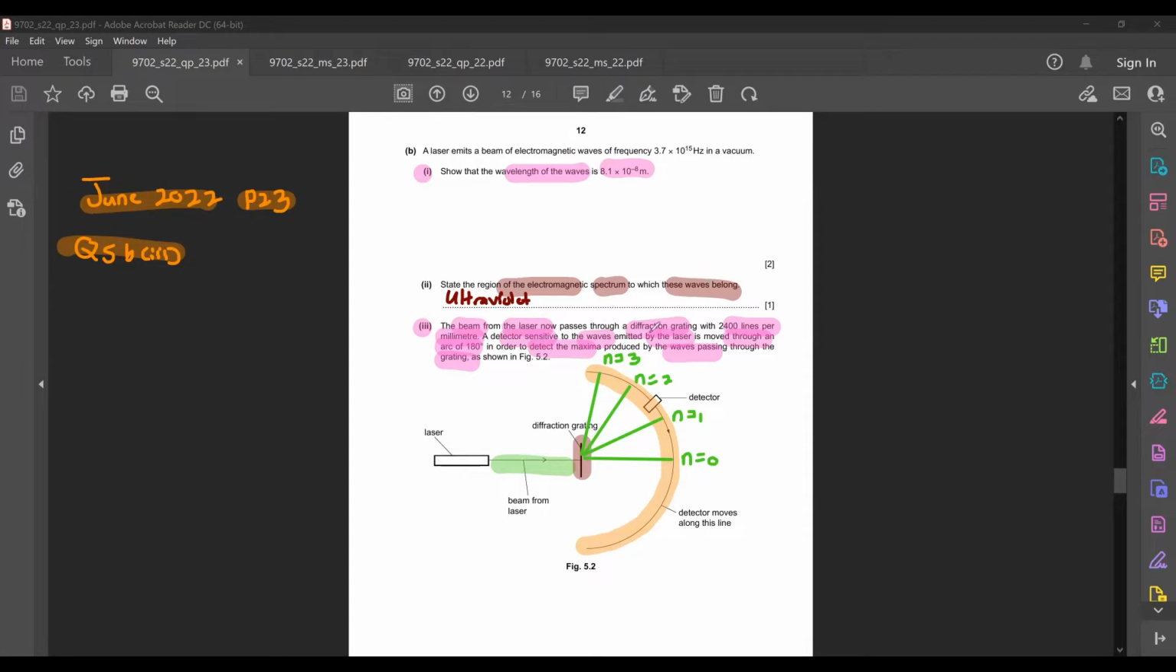On the other side of the center beam, it will be symmetrical too. So you expect to see another set of beams, the same number also. So this one would be n equals 1, n equals 2, and n equals 3. All right, so this is what's happening right now. The maxima that they're talking about is you detecting the image once it hits the detector. Basically, you're trying to find the point where you have constructive interference.